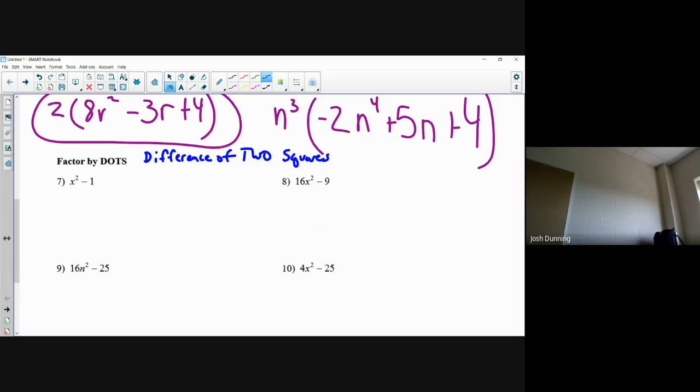Difference in math means minus. It has to be a minus in between the 2 terms. You can only do this when there's a minus sign and there's 2 terms, and it says 2 squares. These are the perfect squares that we talked about: 1, 4, 9, 16, 25, 36. When we did that simplest radical form, we used that list of numbers.